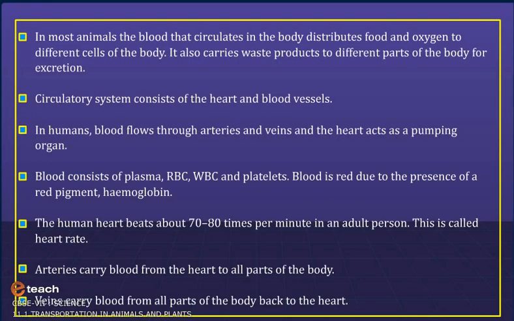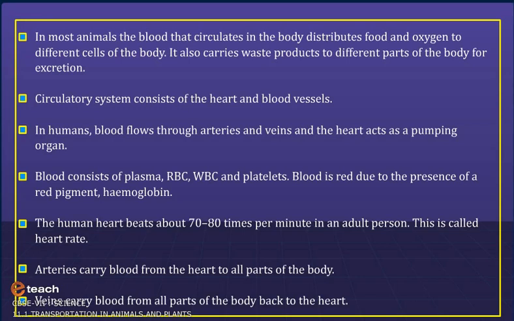Summary. In most animals, the blood that circulates in the body distributes food and oxygen to different cells of the body. It also carries waste products to different parts of the body for excretion. Circulatory system consists of the heart and blood vessels. In humans, blood flows through arteries and veins, and the heart acts as a pumping organ.